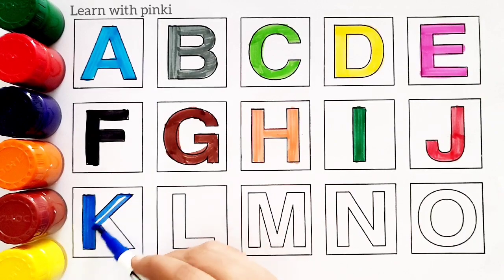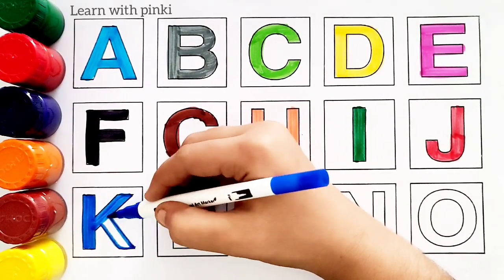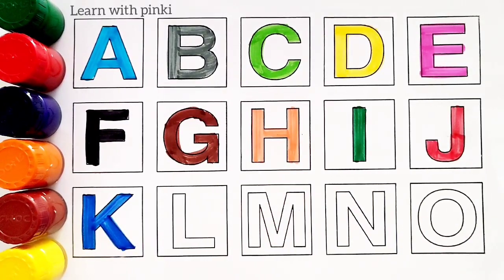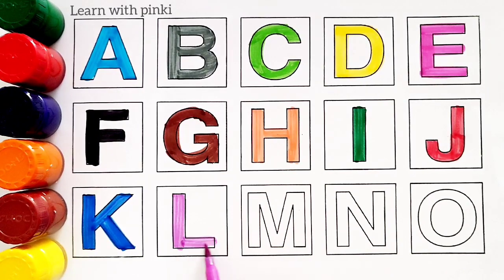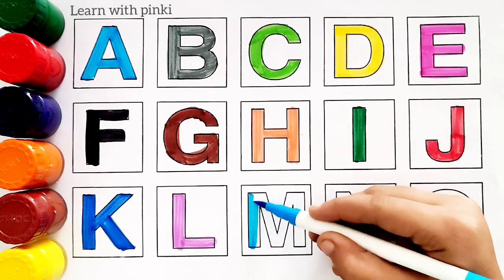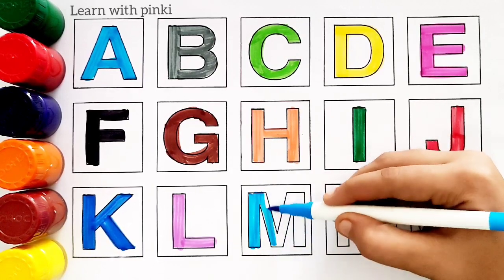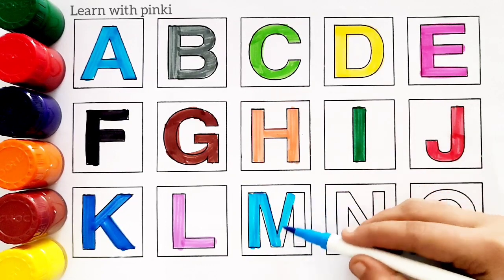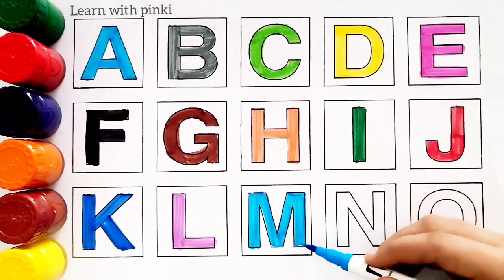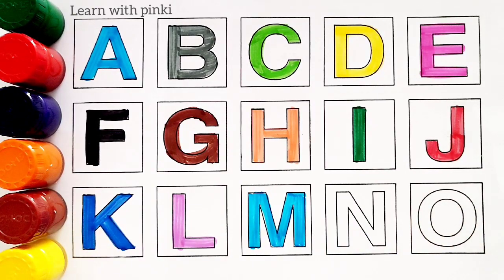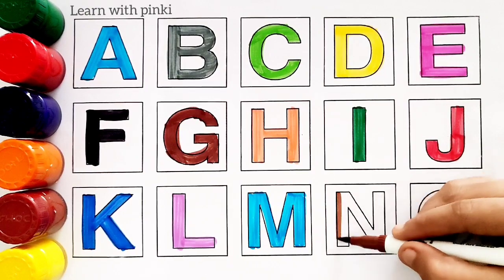K for king, K for king. Purple color. L. L for lion, L for lion. Sky blue color. M. M for mouth, M for mouth. Brown color.